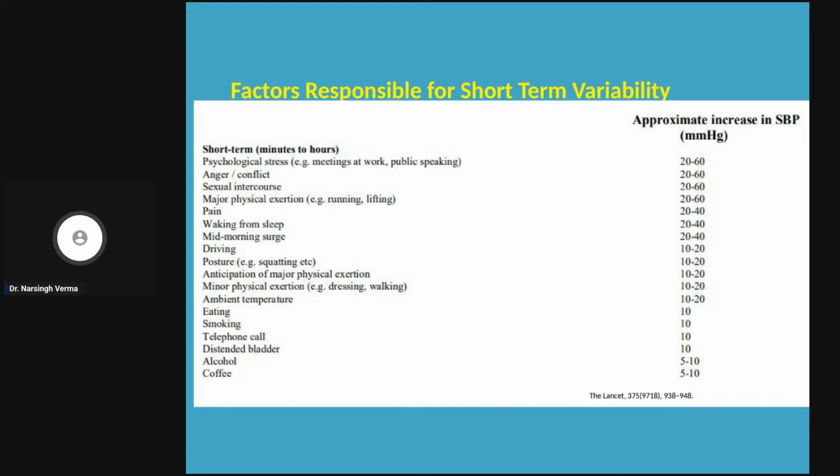Not only pain, waking from sleep, the mid-morning surge, and the driving posture also increase it, and postural changes, the anticipation of major physical exertions, even minor physical exertions, they all increase blood pressure.